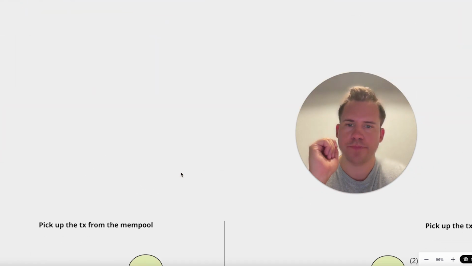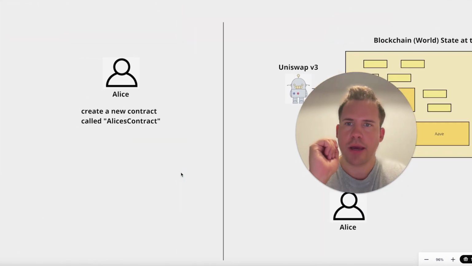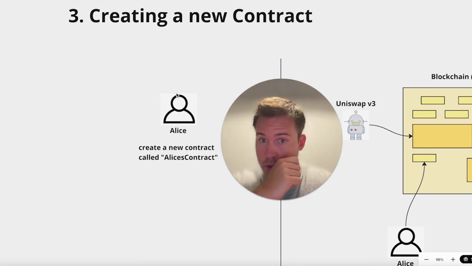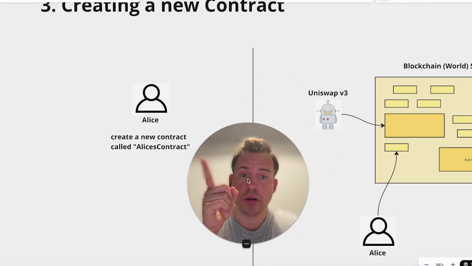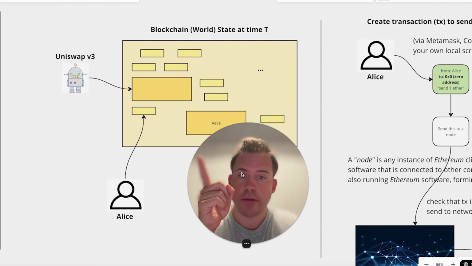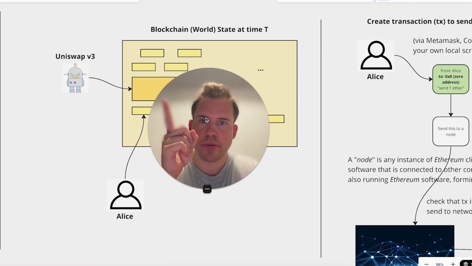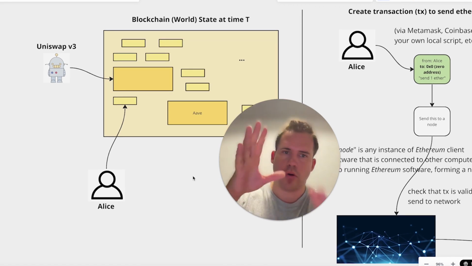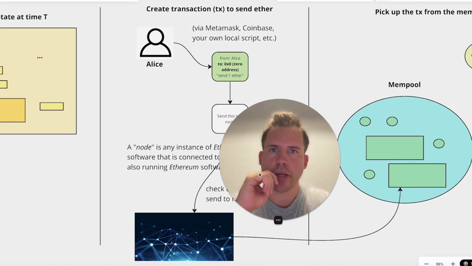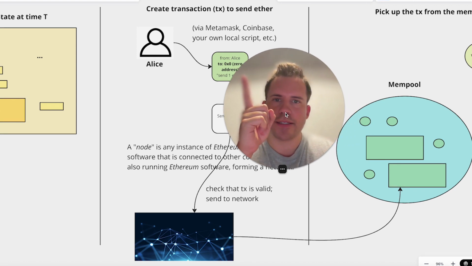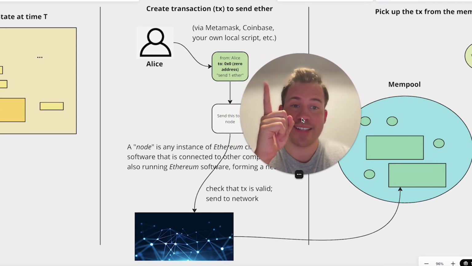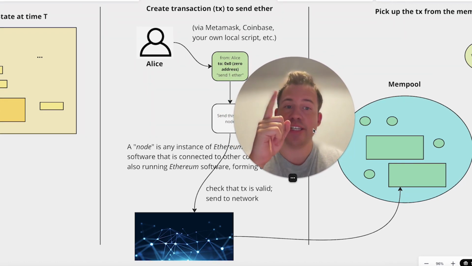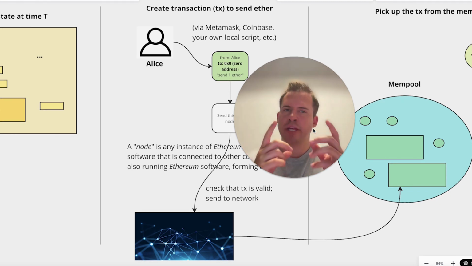Cool. Let's go down to a more complex case. Now, what does Alice want? She wants to create a new contract called Alice's contract. Great. Alice is here. Let's say Uniswap V3 is here. We have Aave here. There's just another contract. This is the world state. You have all contracts ever created. Great. What does she do now? Alice sends a transaction saying that she wants to create this contract. She needs to send the data of this contract creation. We'll get into that in a second.